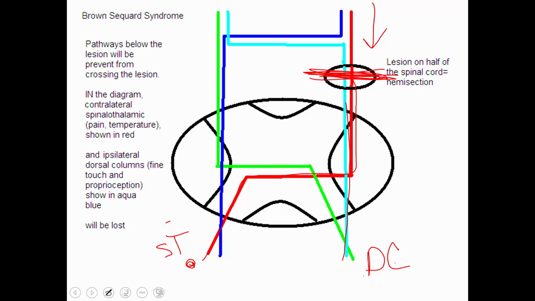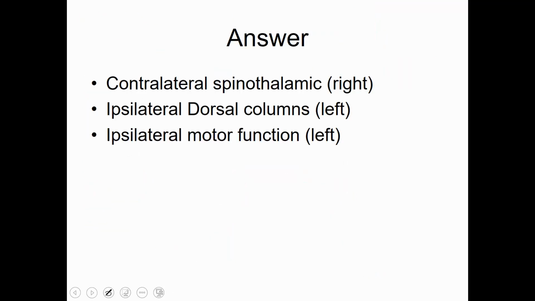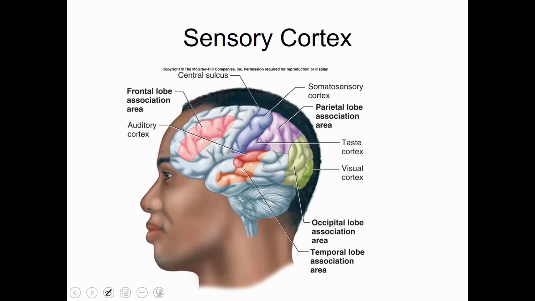So draw yourself a diagram like that and you'll be able to figure it out, and I can show you that in class as well. So contralateral spinothalamic, ipsilateral dorsal column, ipsilateral motor function, because that's already crossed. Okay, so then we got to get the information up to the sensory cortex.